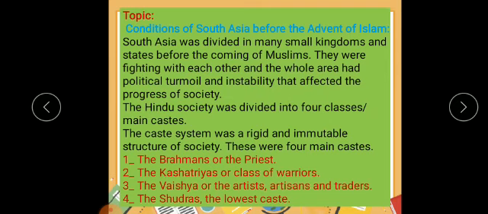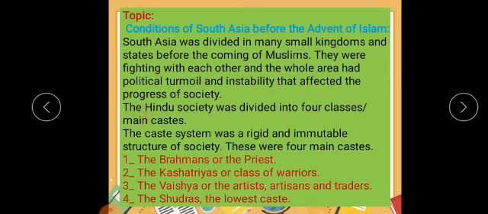That's why it was a great hurdle for society to progress. This way the whole Indian society did not progress, because all the kingdoms and states were fighting with each other. The Hindu society was divided into 4 classes or main castes.